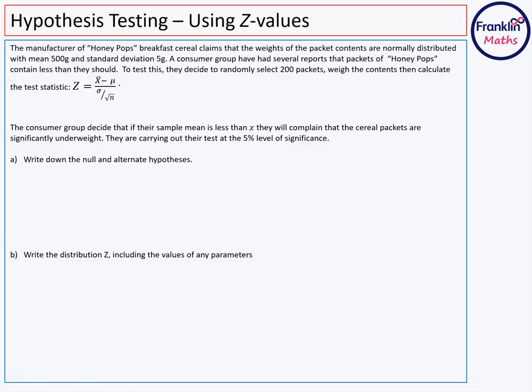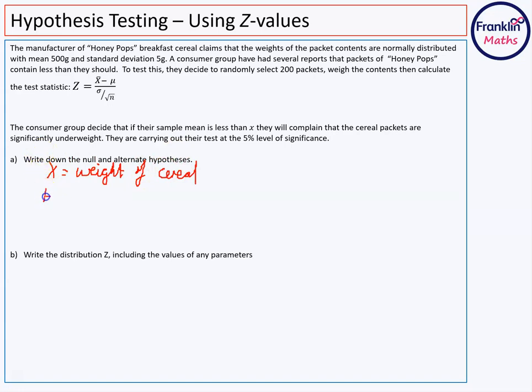Okay, so question back up. So first thing I'm going to do is write down the null and alternate hypothesis. So first thing I'm going to do actually is define what X is. So X for me is just going to be, it should be mass rather than weight, but don't worry about it. I just call it weight of, I'm going to just call it cereal rather than honey pops every time.